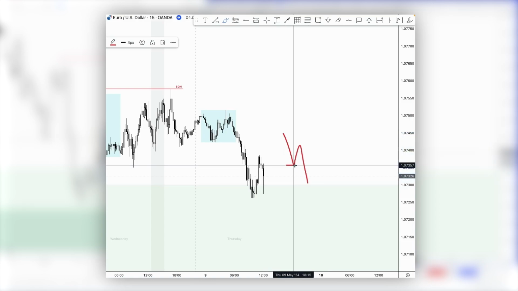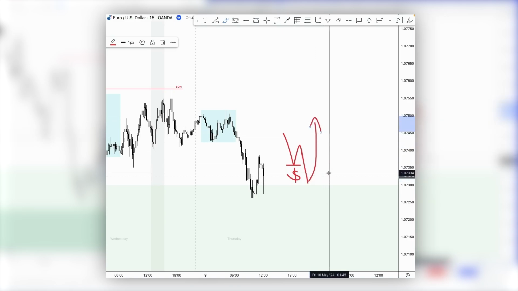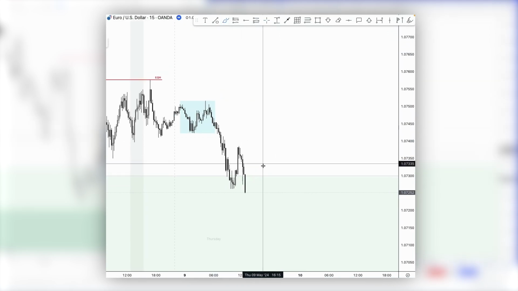I'm looking for price to manipulate a low, which gives an opportunity for volume to be created in the market, and then I'm looking for a move in the opposite direction. So now session's about to start, and we've already seen that manipulation happening.